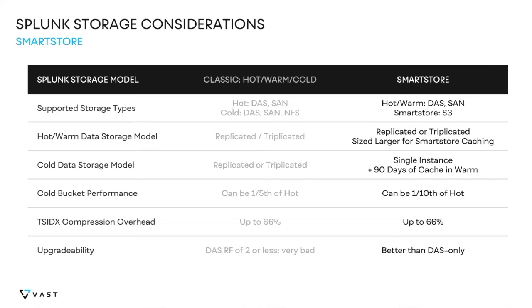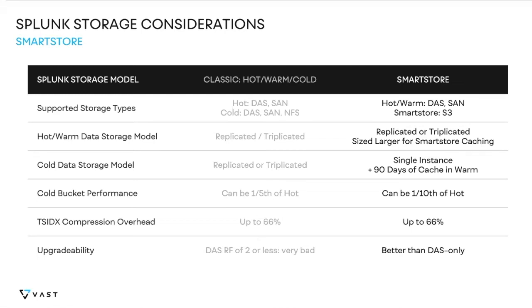The performance from a cold bucket perspective, let's call it, in the case of SmartStore, can be even lower than a classic NAS-based or SAN or DAS-based cold bucket. And the reason for that is that you oftentimes are dealing with a slower protocol that is more cloud-oriented. Oftentimes those S3 stores may not even be in your same data center. So all of these things need to be considered when you start to architect beyond the classic model.